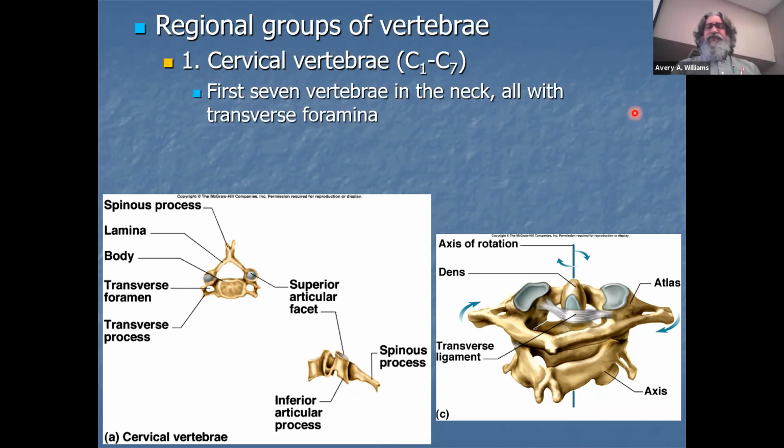So here I'll tell you that the first 7 are the cervical. Of course, they're all in the neck, and that's what cervical means. Remember, cervix means neck. Cervical means of the neck. So these are the ones in your neck. And, you know, that would be easy to see on an articulated skeleton.